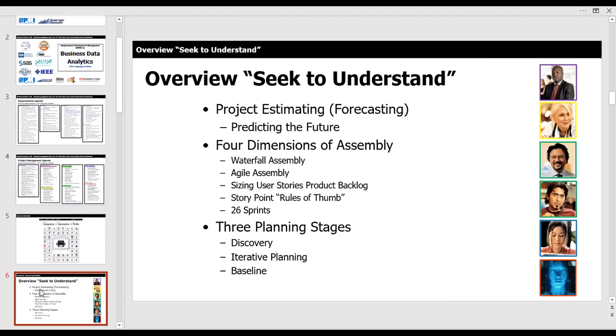So here's what we're doing. Each one of these sessions, the goal is to seek to understand. And you'll notice, if you've never been in one of our sessions before, that there are 6 photographs on the right-hand side. They represent the team of the future.